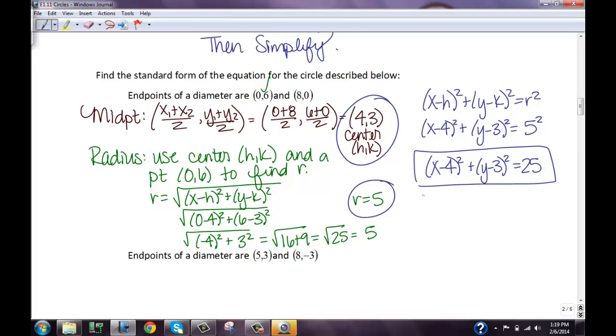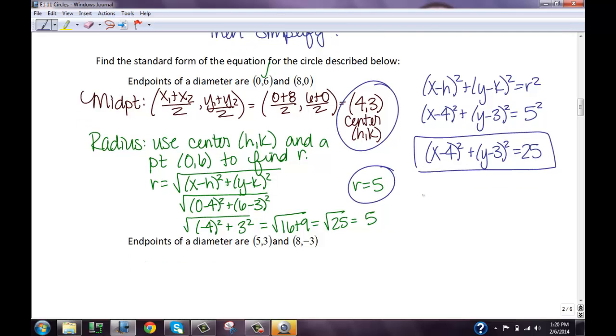When they give us the endpoints, we find the midpoint, which gives us the center, and then we use that center and one of the other points and find the distance between, because remember the radius is the distance between the center and an outside point. Once we have that distance, we have the radius, and then we just plug the center and the radius back into our standard form of the equation for a circle.